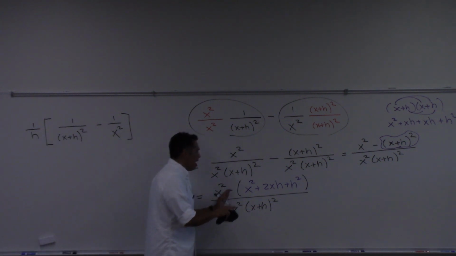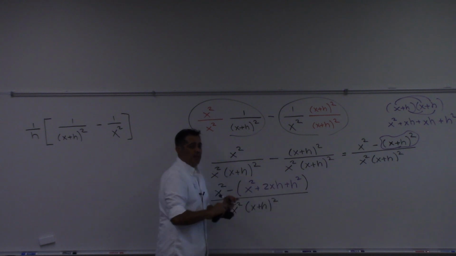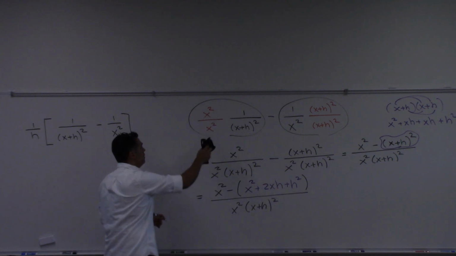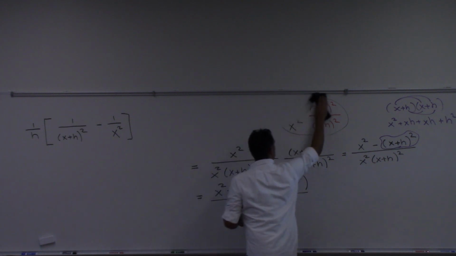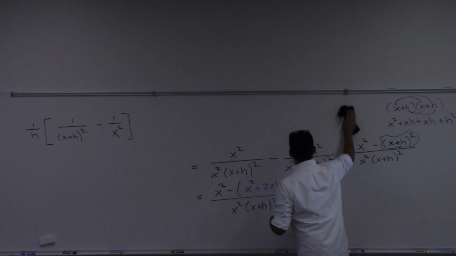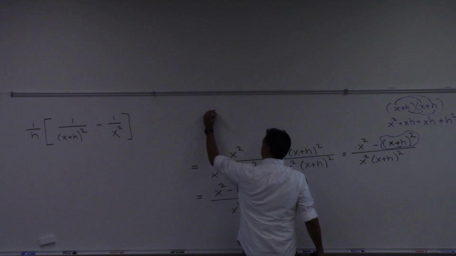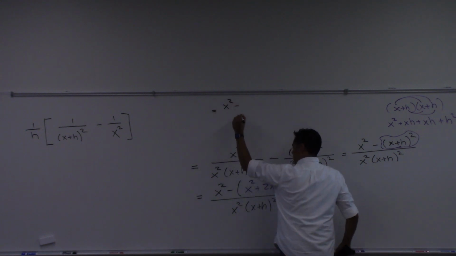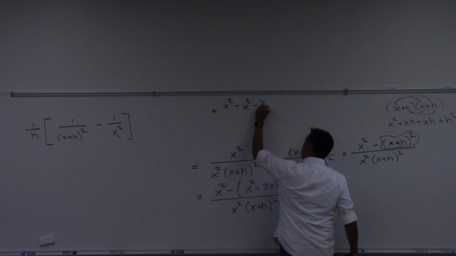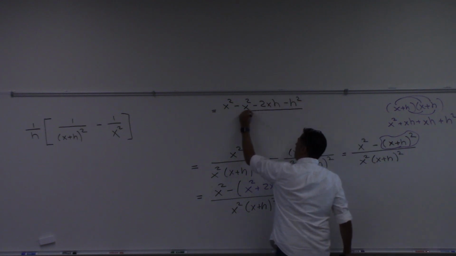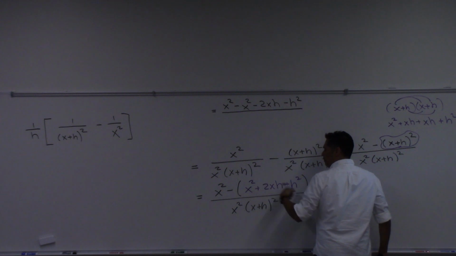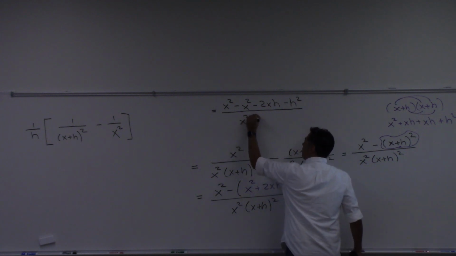Now you are allowed to distribute the negative through. Now you can. So I'll do that up here. X squared minus 2xh minus h squared. That's me distributing the negative through the purple. The bottom, I'm not doing anything.